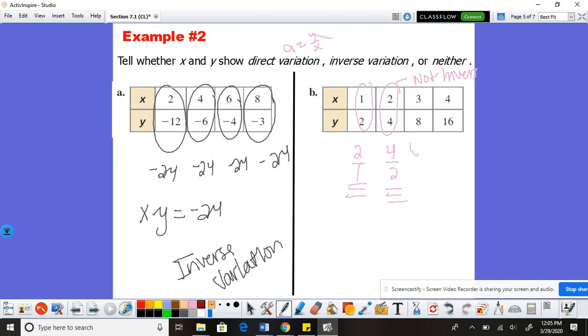Now, if I get to the third one, y over x is 8 over 3, which is not equal to 2. It's not equal to this and this. And therefore, it's not direct variation, and therefore this would be neither inverse nor direct variation.